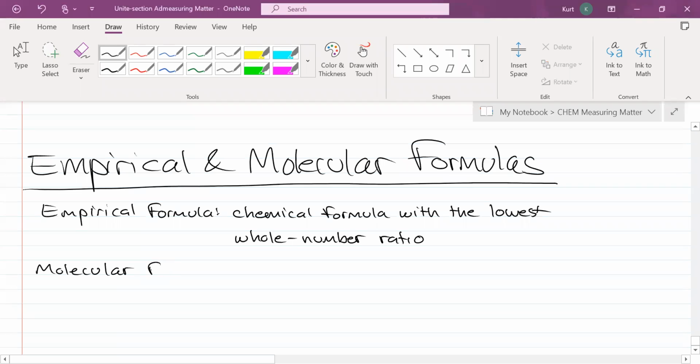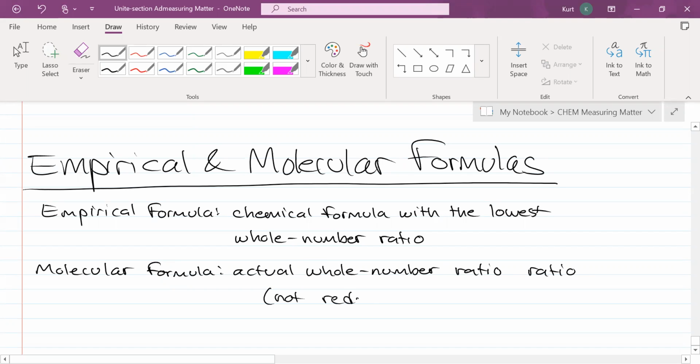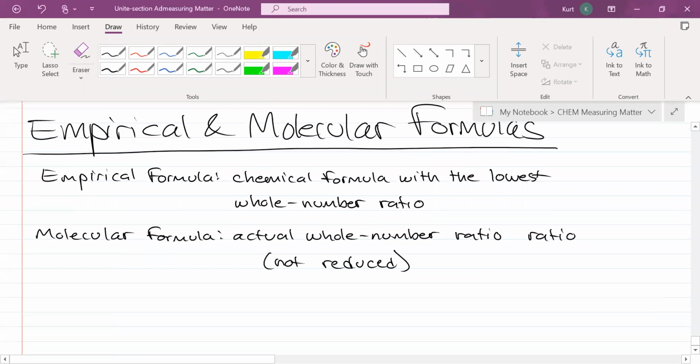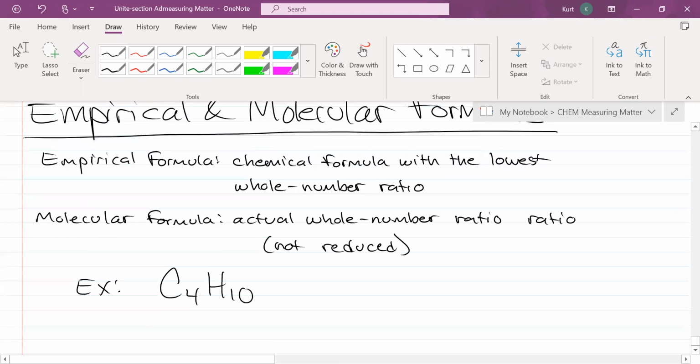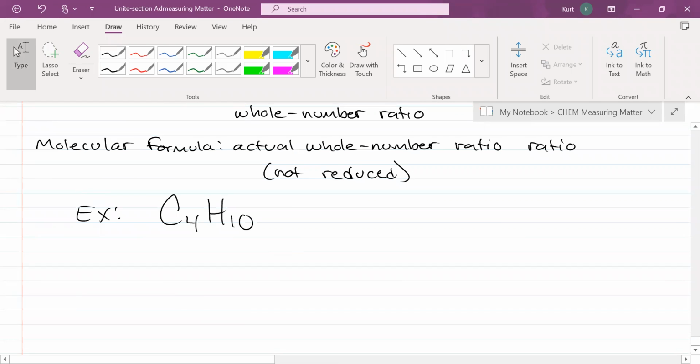The molecular formula is the actual whole number ratio, not reduced. So let's say, just for example, I had a molecule that was C4H10. Jade, can that be reduced to what?